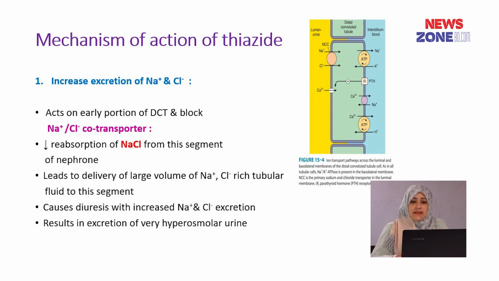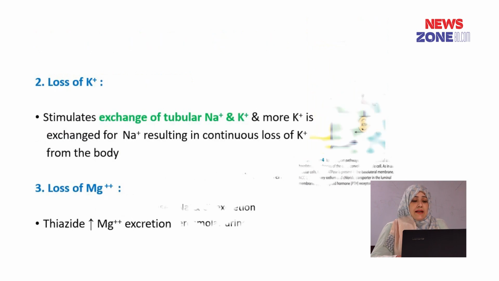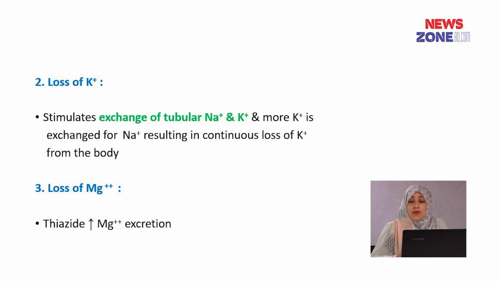This is the pictorial diagram of the mechanism of action of thiazide diuretics, and the second mechanism is loss of potassium. It stimulates the exchange of tubular sodium and potassium, and more potassium is exchanged for sodium, resulting in continuous loss of potassium from the body and loss of magnesium.